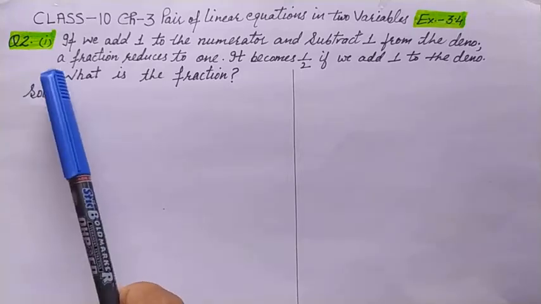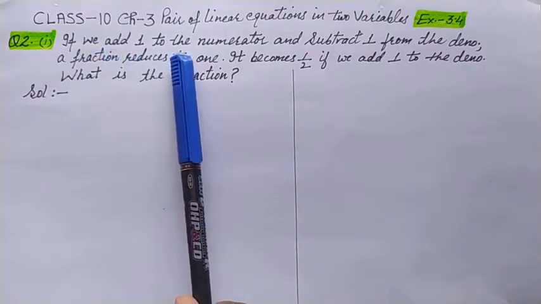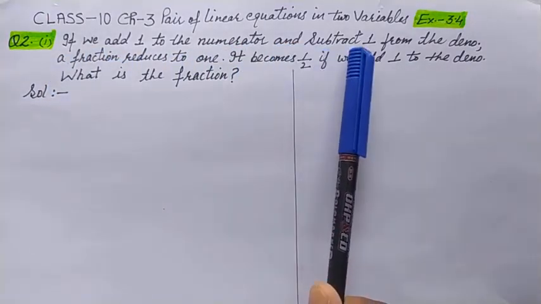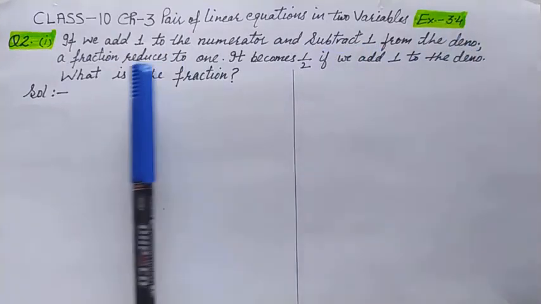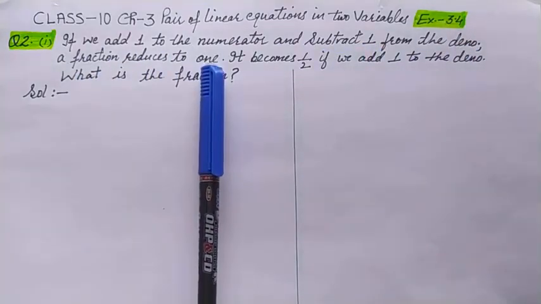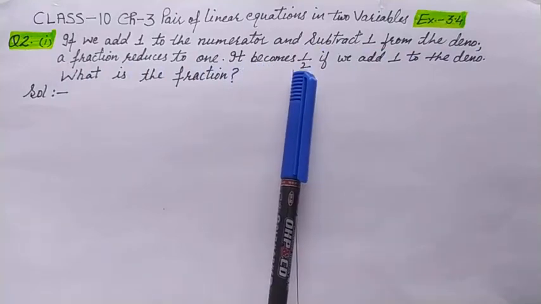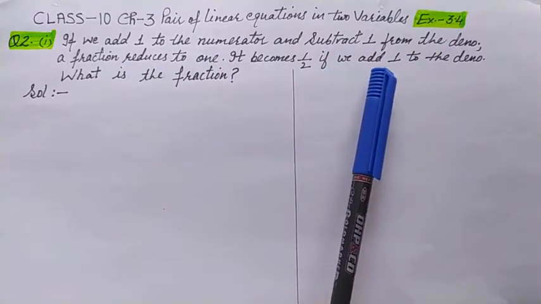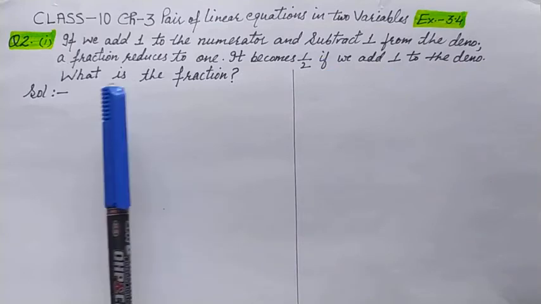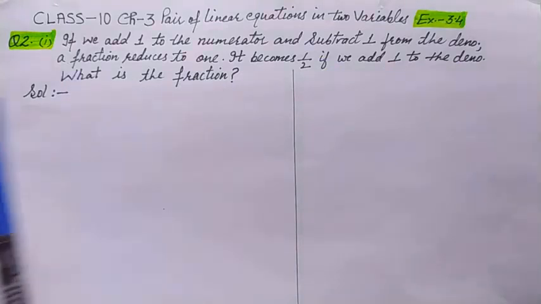Students, let's solve this question. The question is, if we add 1 to the numerator and subtract 1 from the denominator, a fraction reduces to 1. It becomes 1 by 2 if we add 1 to the denominator. So what is the fraction?